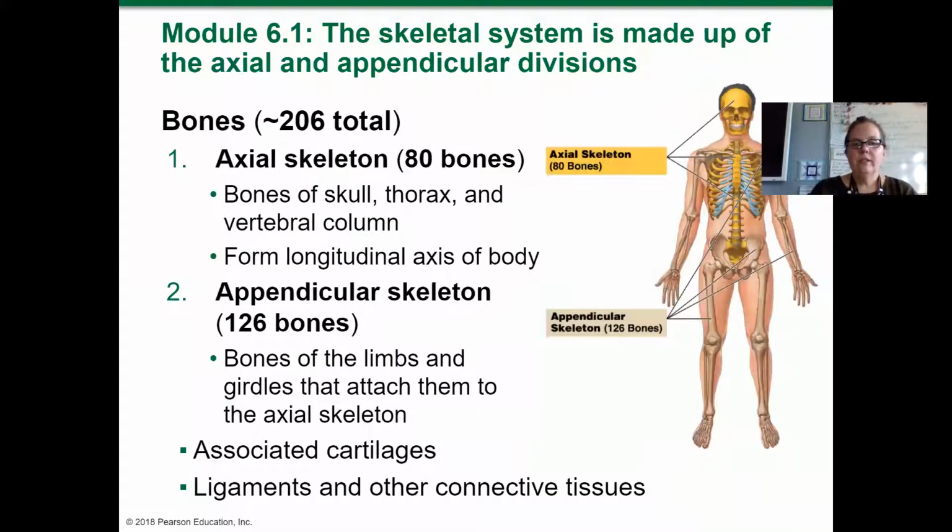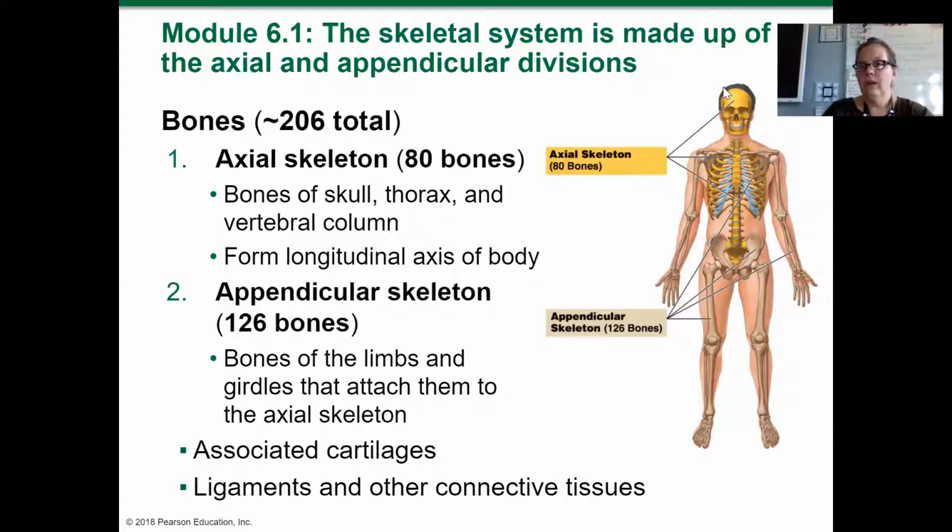Okay, so our goal here is to learn about the divisions of the skeletal system. There are 2 main divisions, the axial and the appendicular. The axial is 80 bones that include the skull, bones of the thorax, and the vertebral column. The appendicular skeleton includes 126 bones of the arms and legs, and you can see they are color-coded.